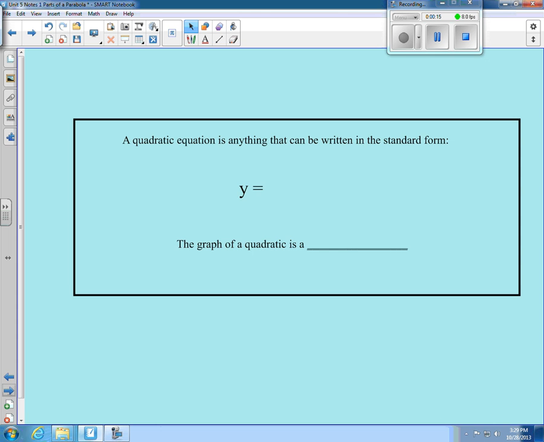It says a quadratic equation is anything that can be written in the standard form, y equals ax squared plus bx plus c. This is familiar. Equation means we're going to see this equal sign in it, and a quadratic is because it's got that squared term. We saw this a lot last chapter when we were factoring those quadratics. The graph of a quadratic is called a parabola.